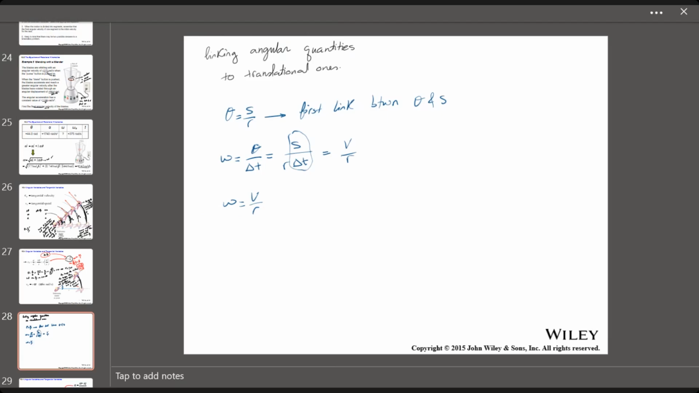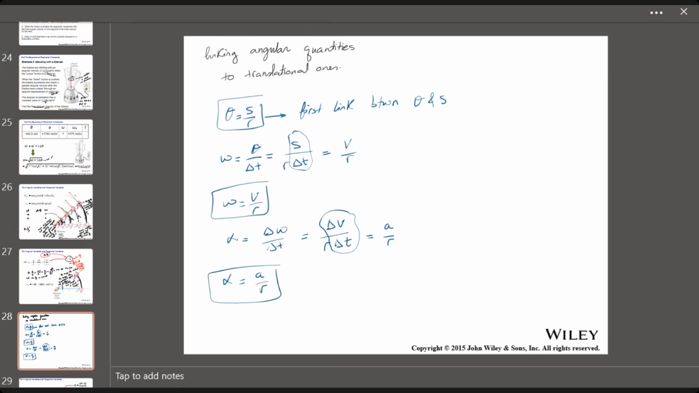And in a similar manner, alpha is delta omega over delta T, and delta omega is V over R, and delta V over delta T is A. So I got that alpha is A over R. These three equations link the angular motion to the translational motion.